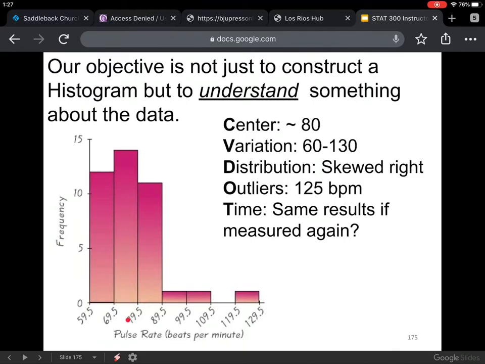And then T stands for time. Do we get the same results if we just measured again? And so that's what CV dot is about.